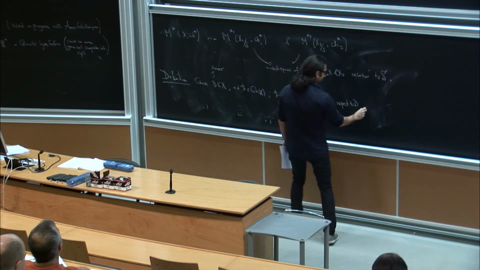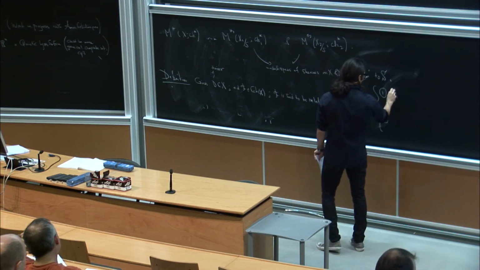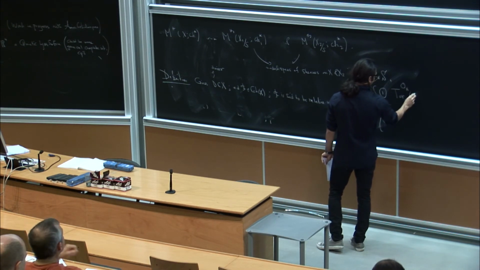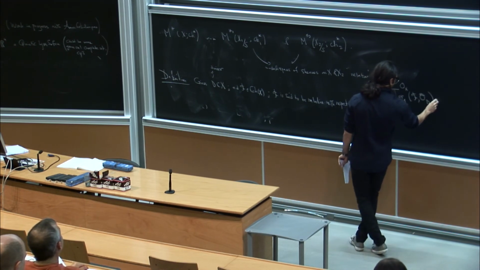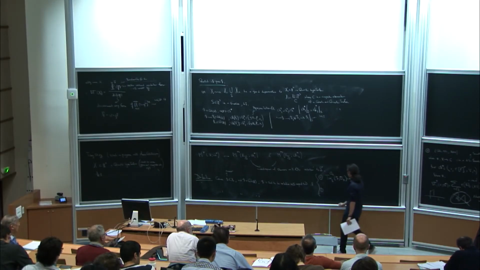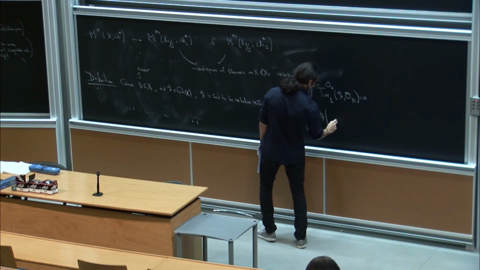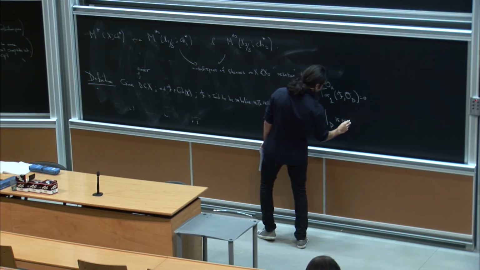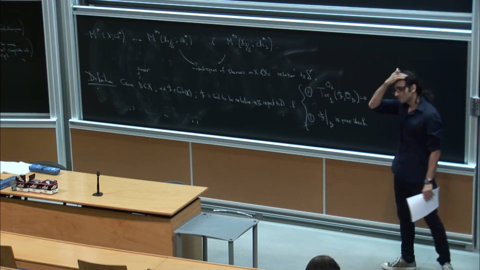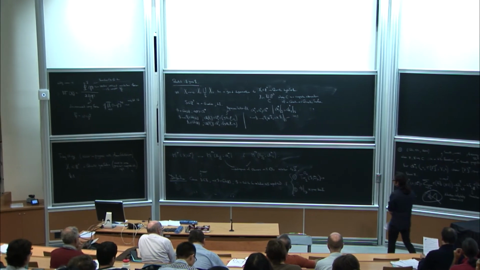One, Tor_1 over O_X-modules of F with respect to the structure sheaf of this divisor vanishes. And secondly, F restricted to the divisor is a pure sheaf. It means it doesn't have any subsheaf whose support has dimension less than the support of the restriction.